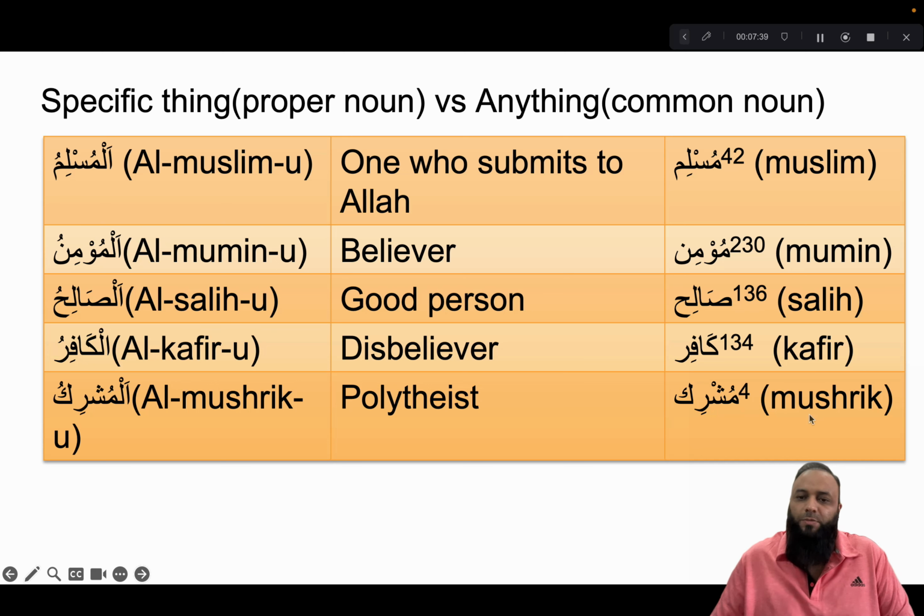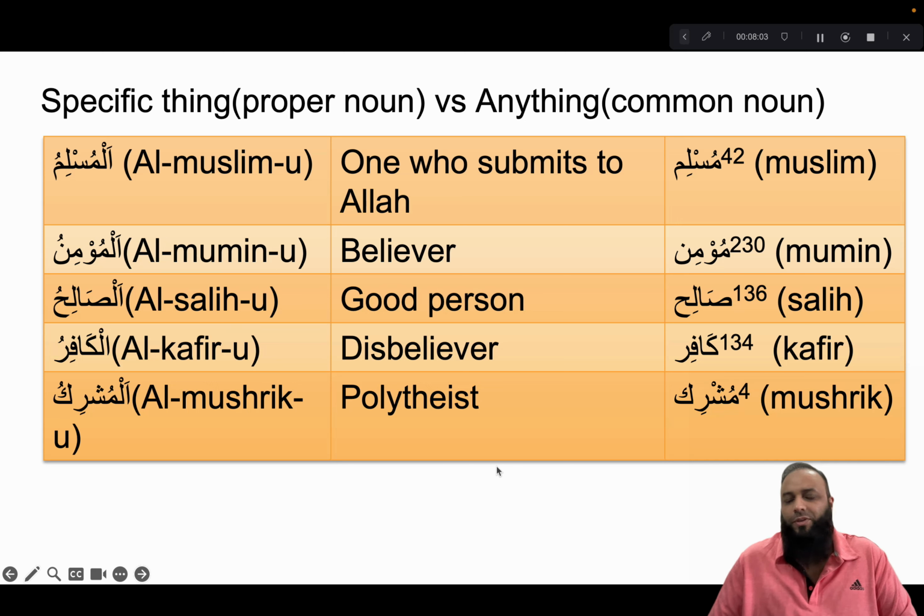The last one is mushrik, and this is mentioned in the Quran 4 times. And mushrik basically means a polytheist or someone who believes in more than one god. And the proper noun is al-mushrik. So that's all for this video.